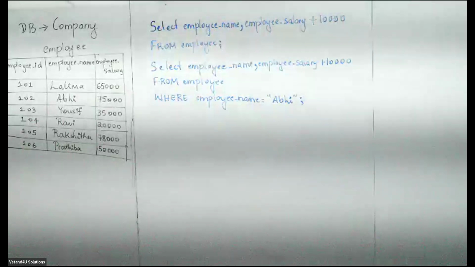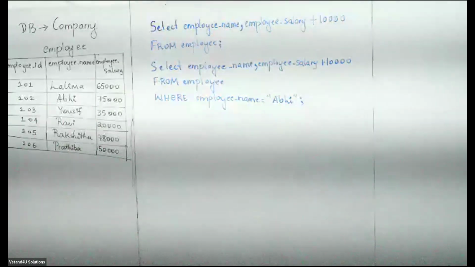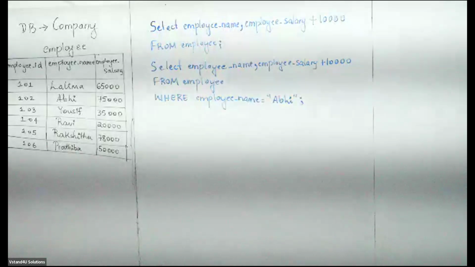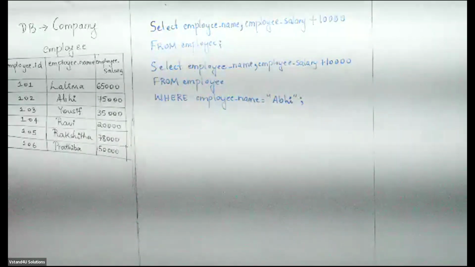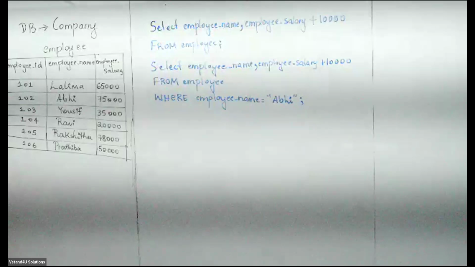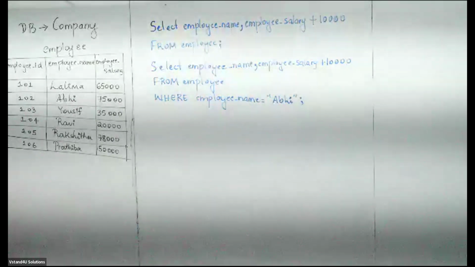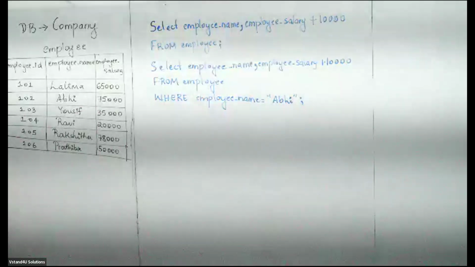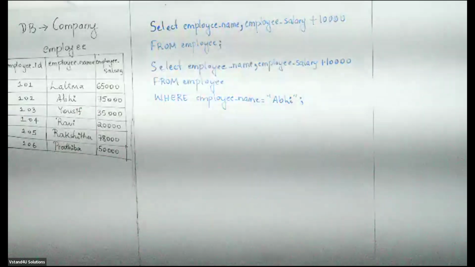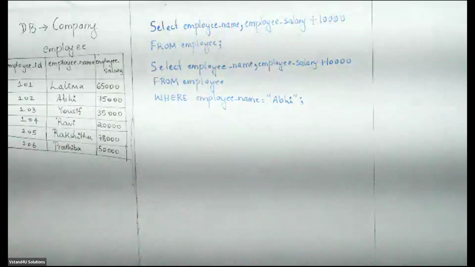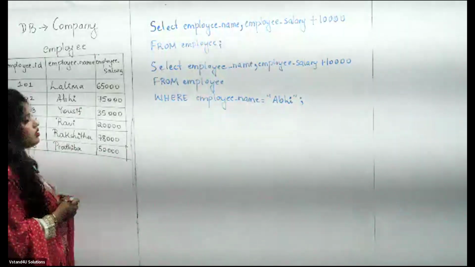Display the employee name and employee salary by decreasing the salary of each employee by 5,000. Can you tell me how to write the query here?